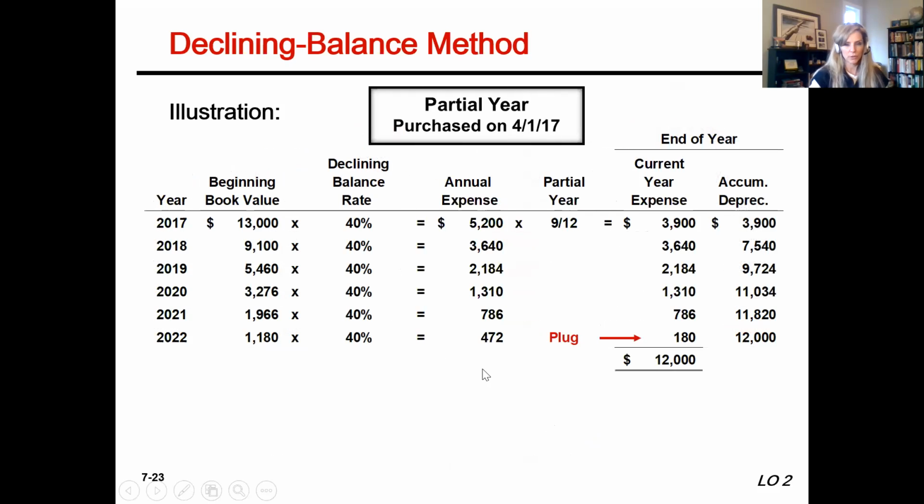Okay, partial year. So again, the same thing. We're just looking at when do we buy this asset? Sometime during the year, this is April 1st, and I just prorate it. So I just keep going through the amortization schedule, and I have to plug this number at the end because I know I can't exceed that $1,000. I have to keep that $1,000 residual value at the end.